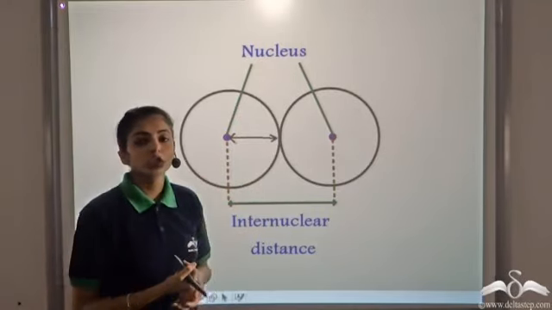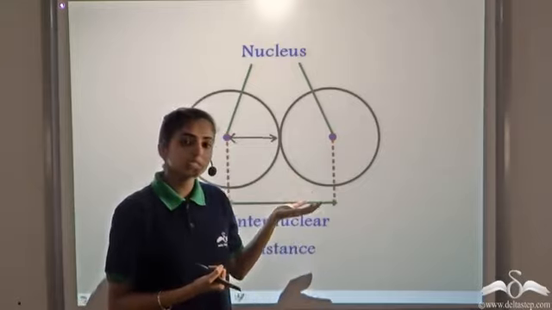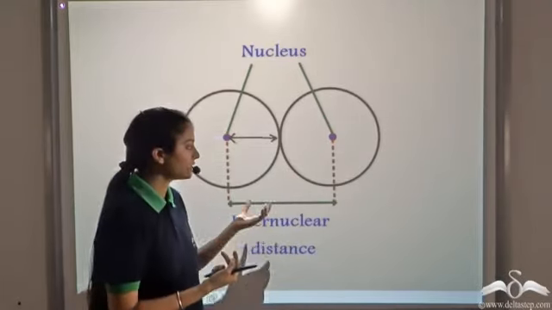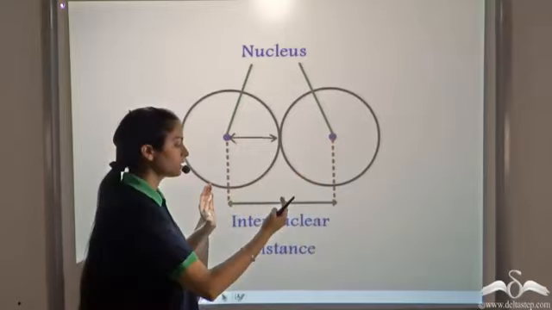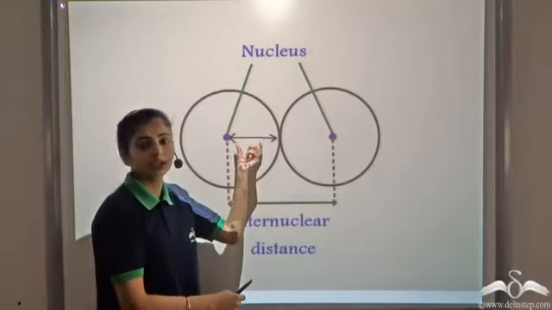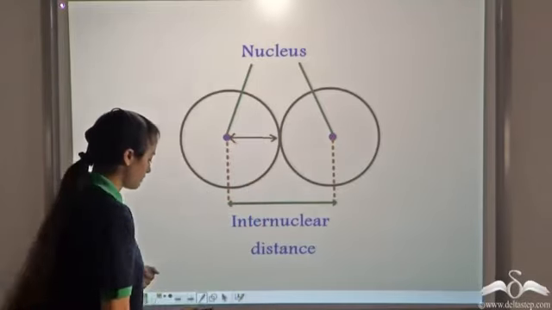At times, one molecule consists of more than two atoms. They can be 4, 5 or 6 atoms forming a molecule. Even in that case, we take 2 atoms at a time, calculate the internuclear distance, and half the internuclear distance is the atomic radius for the particular atom.